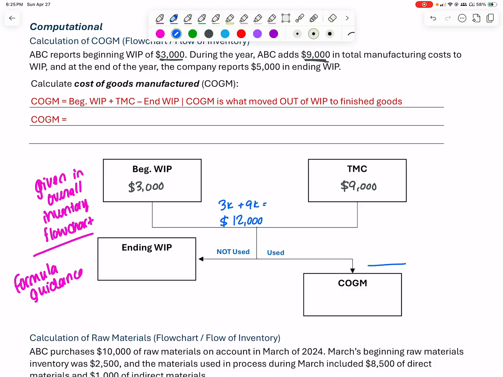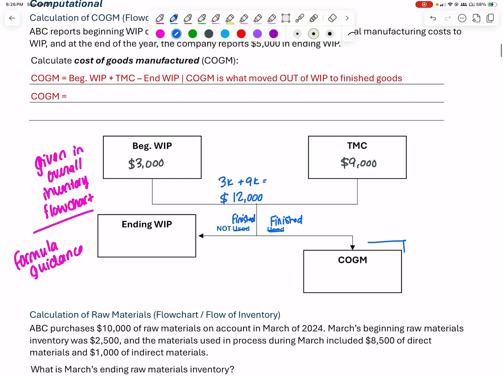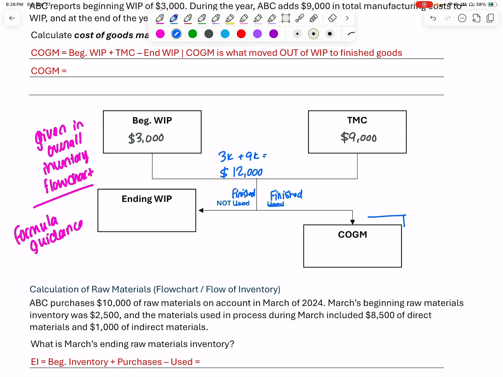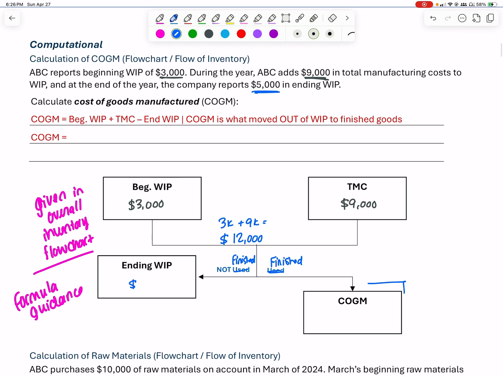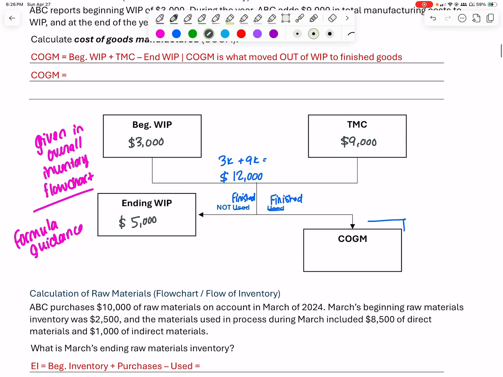Technically that shouldn't say used, that should say finished or not finished. If I finished it, it's in cost of goods manufactured, which is where it goes when it moves to finished goods, or it's an ending work in process, meaning I've not quite finished it yet. It tells me that at the end of this period, 5,000 of that 12,000 resides still in ending work in process, so I have not finished $5,000 worth of it. It's still sitting there in process.